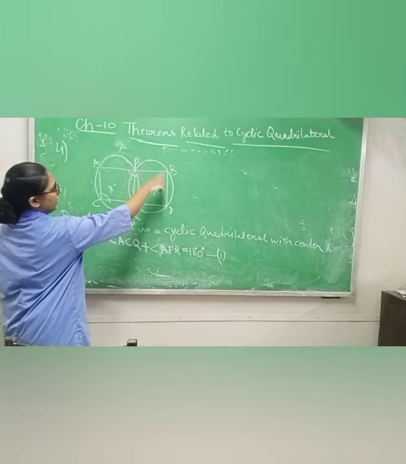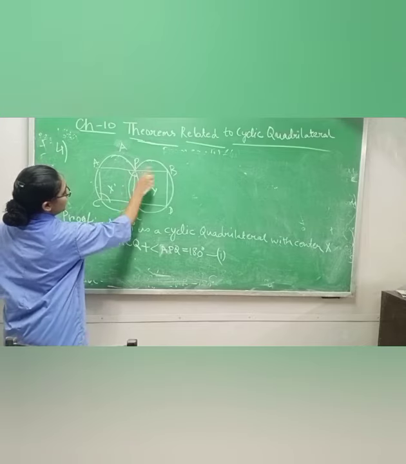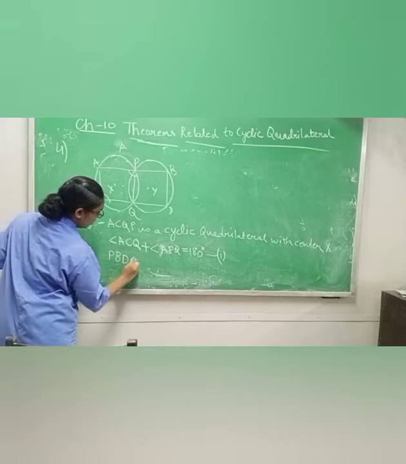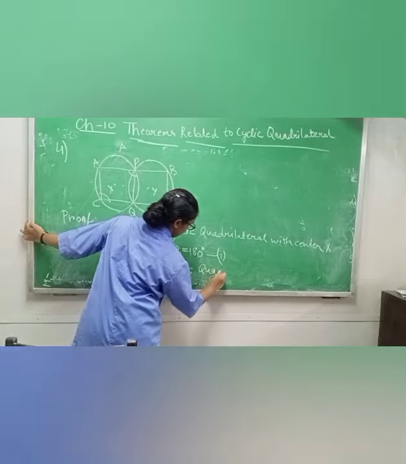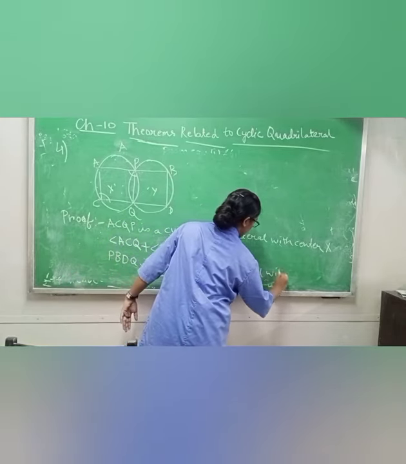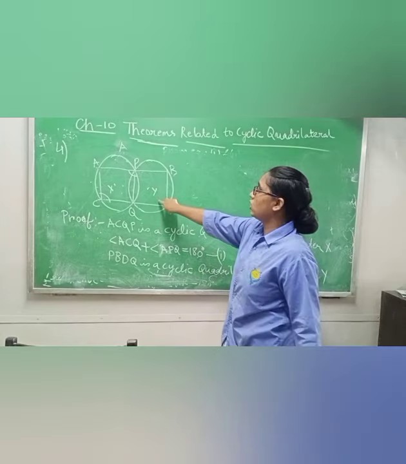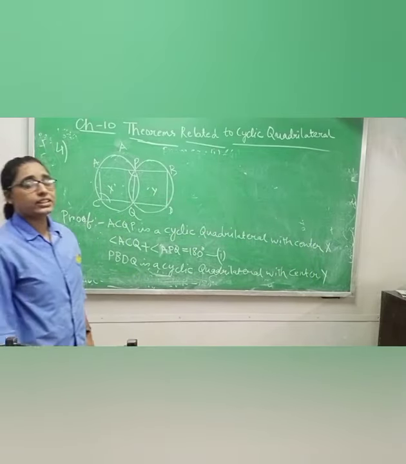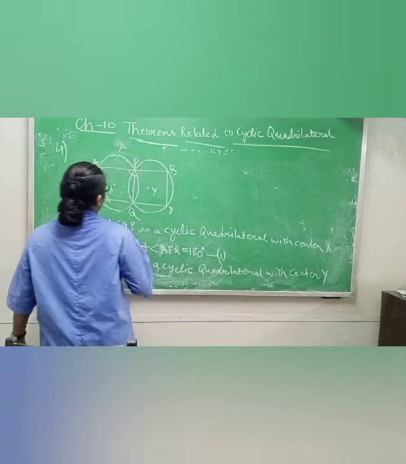Now same in the second circle, you can see what you will write. PBDQ is a cyclic quadrilateral with center Y. Now the center of this is Y. If this is also a cyclic quadrilateral, of course this is a cyclic quadrilateral because the quadrilateral is inside a circle, it means that it is a cyclic quadrilateral.